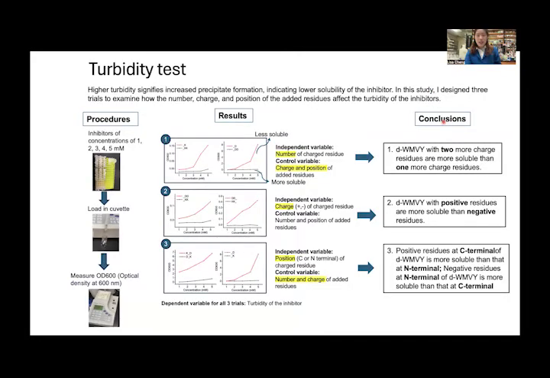The key findings here are that first, adding 2 charged residues improves solubility more than adding 1. Second, positively charged residues enhance solubility more than negatively charged ones. Third, residues of different charges have distinct positional preferences for enhancing solubility, with positive residues positioned at the C-terminal of the core segment exhibiting greater solubility compared to those placed at the N-terminal, while negative residues show the opposite trend.